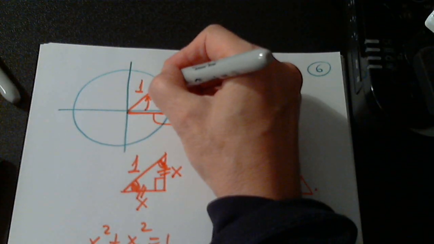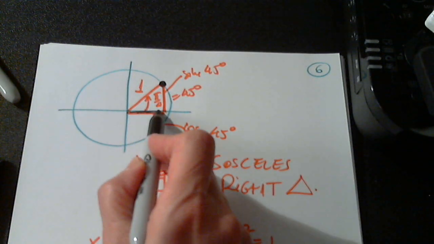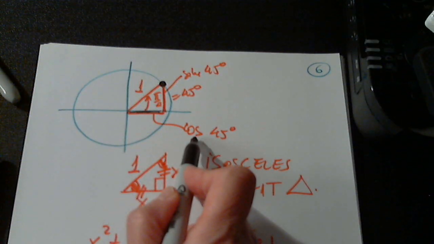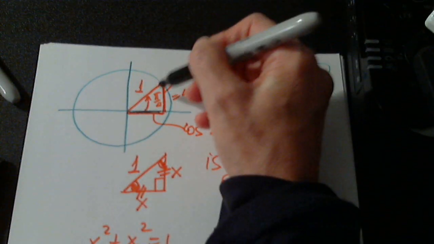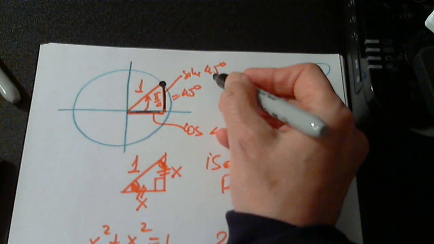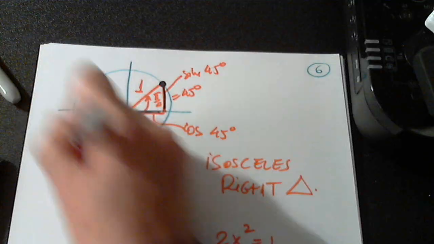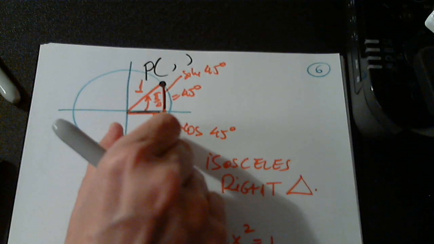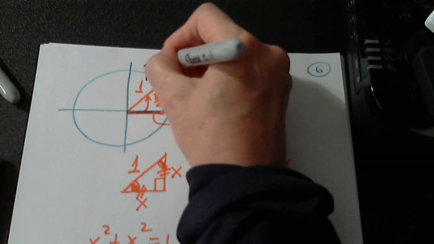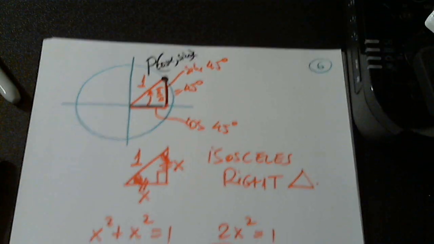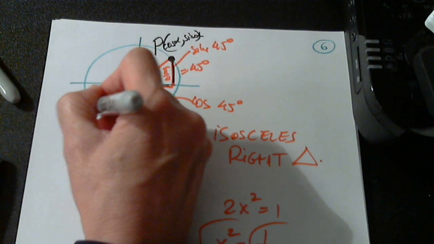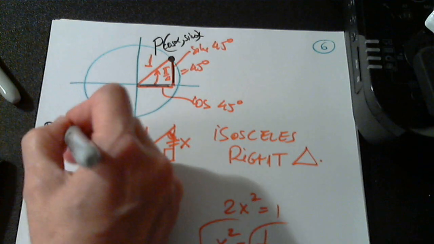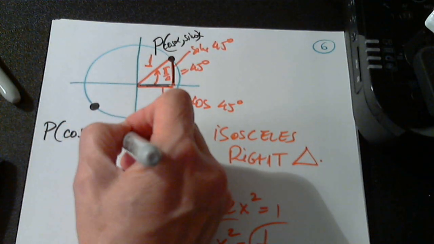So here's a point on the unit circle. This is its x. But what is x? Cosine. And this is its y. But what is y? Sine. So a point on the unit circle, P, has the following coordinates: cosine alpha, sine alpha. Let me put another one here so it's very clear. P, cosine alpha, sine alpha.